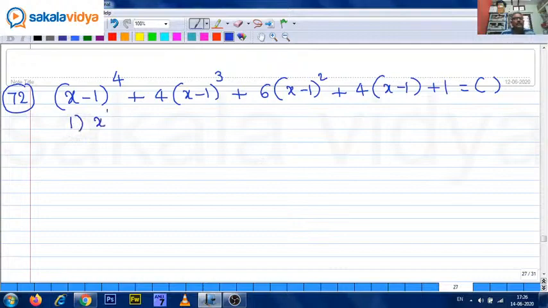x to the power of 4. Second one is x cube. Third one is x square.